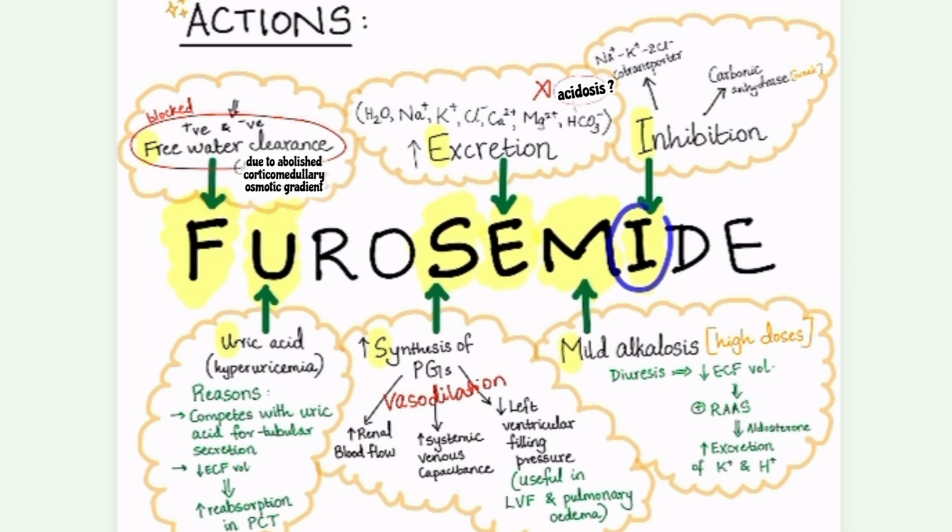Next we have I, which stands for inhibition. Now this is the primary action of furosemide, which we have already discussed. It inhibits sodium potassium 2 chloride co-transporter. It also has a weak inhibitory action on carbonic anhydrase. So this was all about the actions of furosemide.